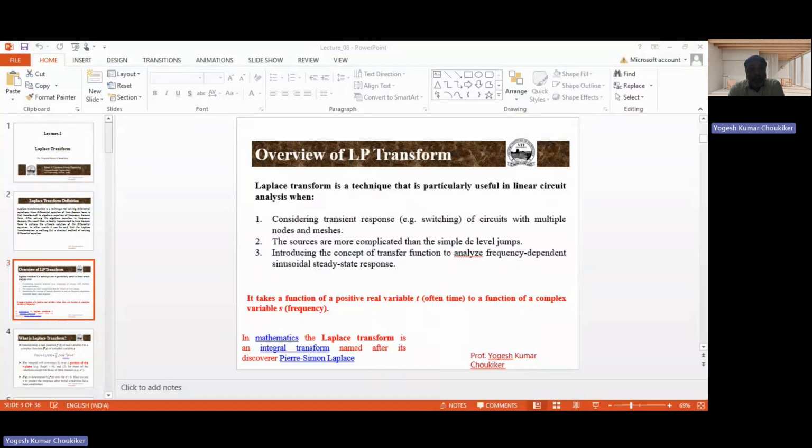The 1 ohm resistor, it is a resistor, so there is no change in the resistance value. The 5 ohm is a resistance, no change in the 5 ohm value. 1 by 3 farad is 1 by SC, or we can write 3 by S, and 1 H becomes SL, which we can write as S. Based on all these values, we can draw the new circuit.